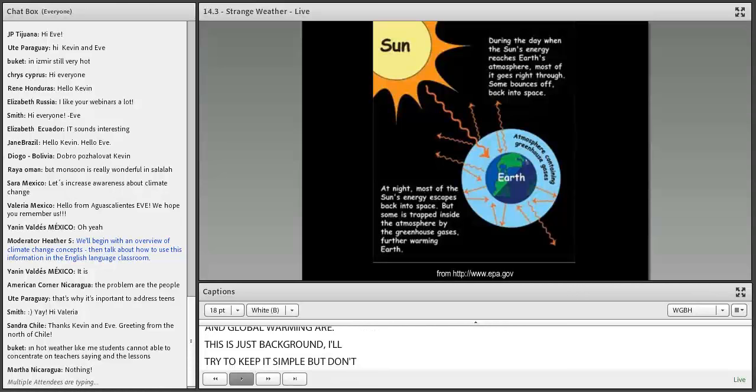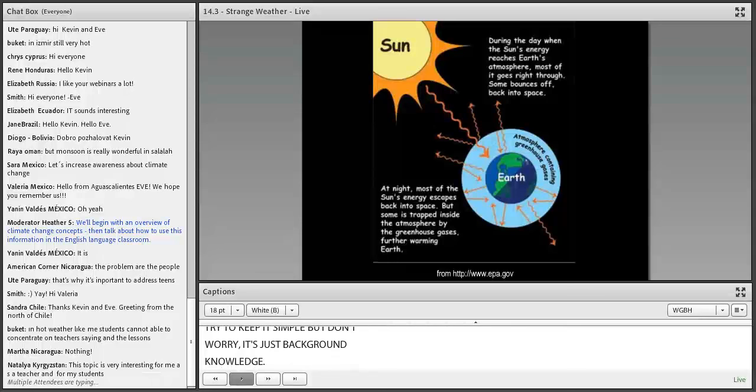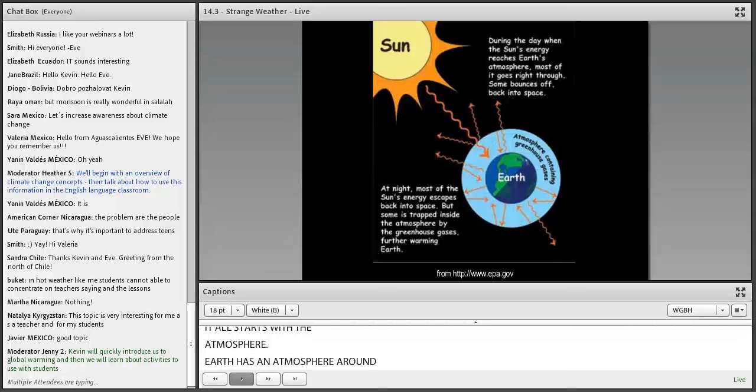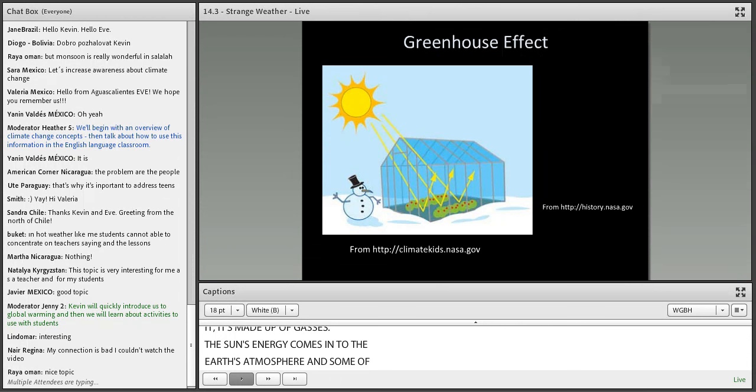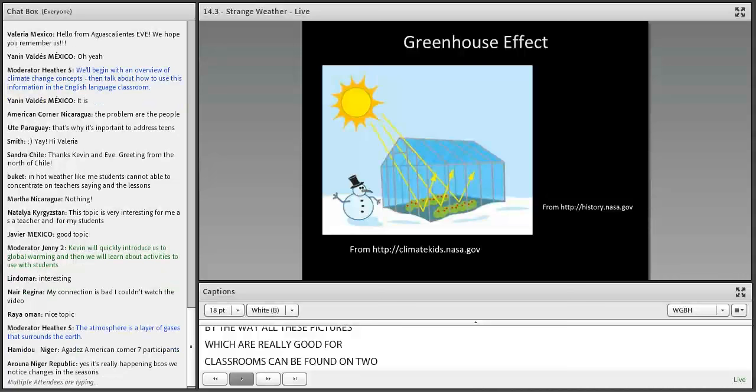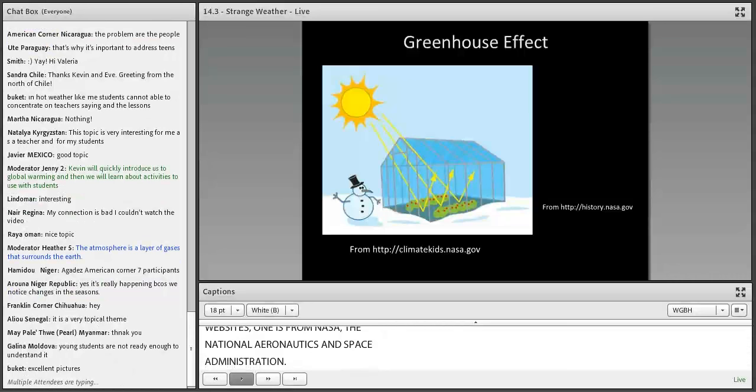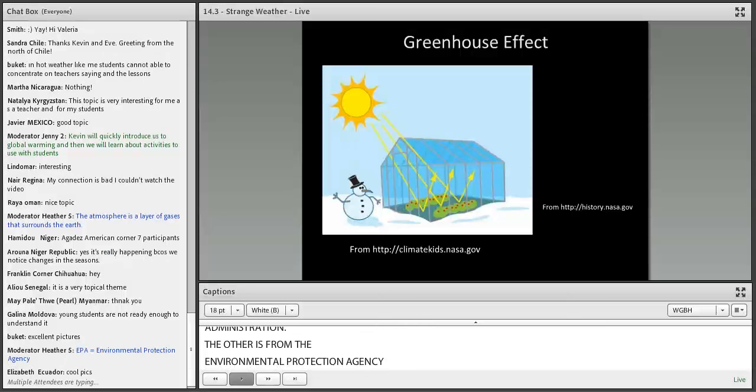So it all starts with the atmosphere. Earth wears an atmosphere around it. It's actually made of gases. The sun's energy comes into the Earth's atmosphere, and some of it stays there. By the way, all these pictures, which are really good for classrooms, can be found on two websites. One is from NASA, the National Aeronautics and Space Administration. The other is from the Environmental Protection Agency. And of course, we have these links for you.